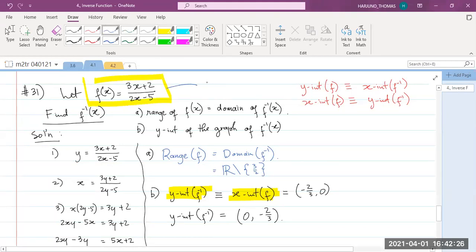You set that equals to 0, right? So you get 3x plus 2 equals to 0, x equals to negative 2/3, right? That's the x-intercept of the original function. Then what is the y-intercept of the inverse? Then you swap the x and the y.